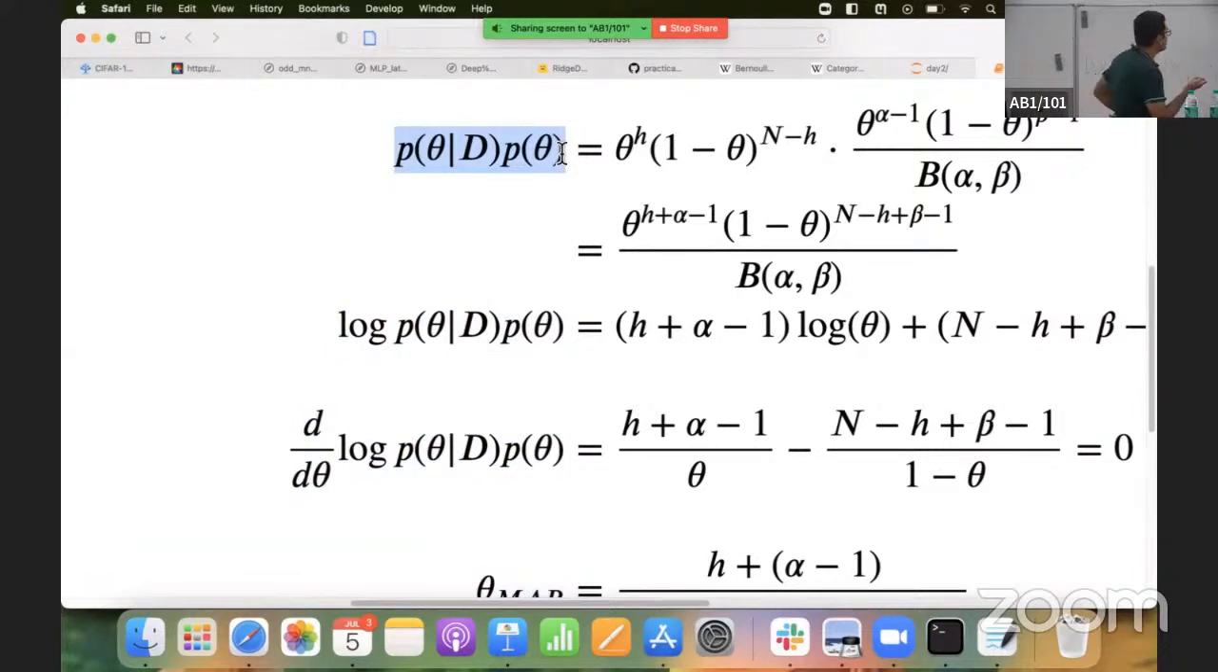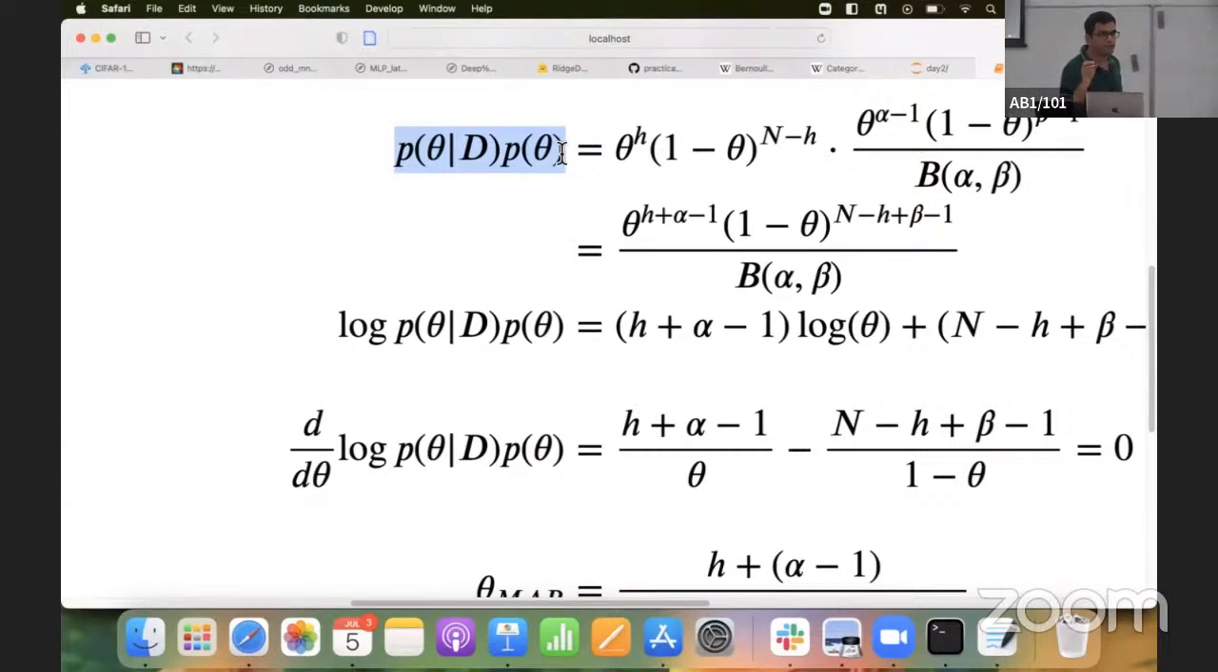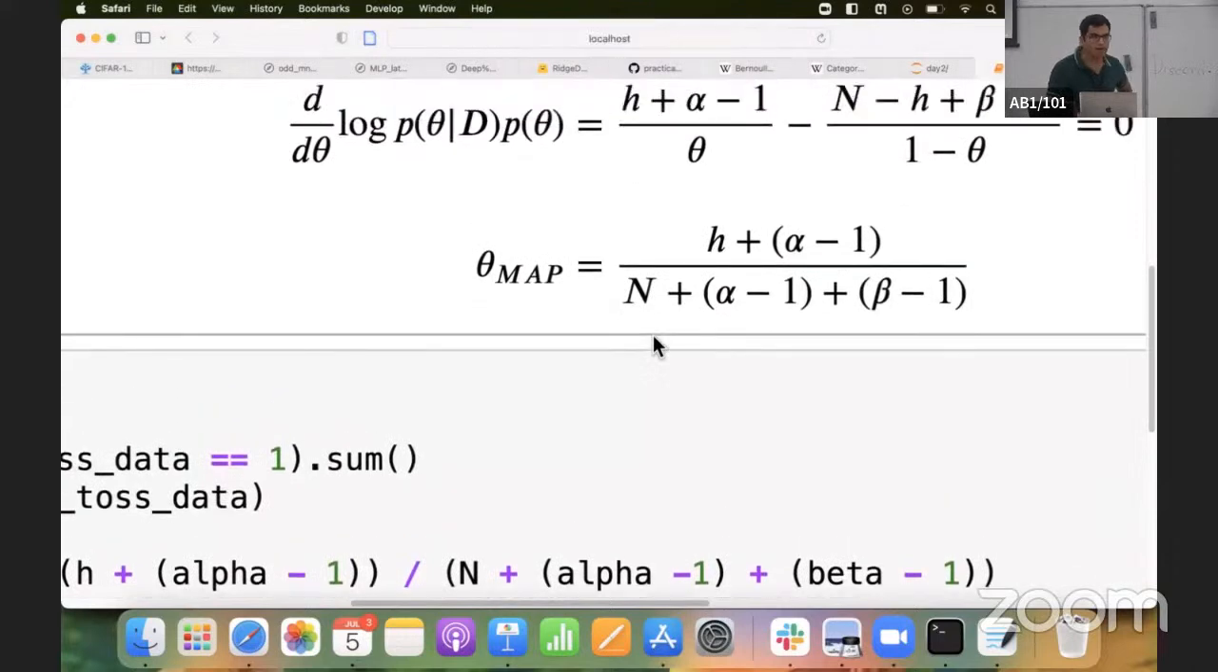Can I also maximize correspondingly its logarithm? Yes. Why? Because log is a monotonically increasing function. This lecture, you may get monotonically bored by hearing this term again and again, but I want you to take this home. It's a very important aspect. So can we do a log transform of this term, right? Do a bunch of calculations, just simplify things a little bit. And I get theta hat MAP to be H plus alpha minus 1 divided by N plus alpha minus 1 plus beta minus 1. Right?